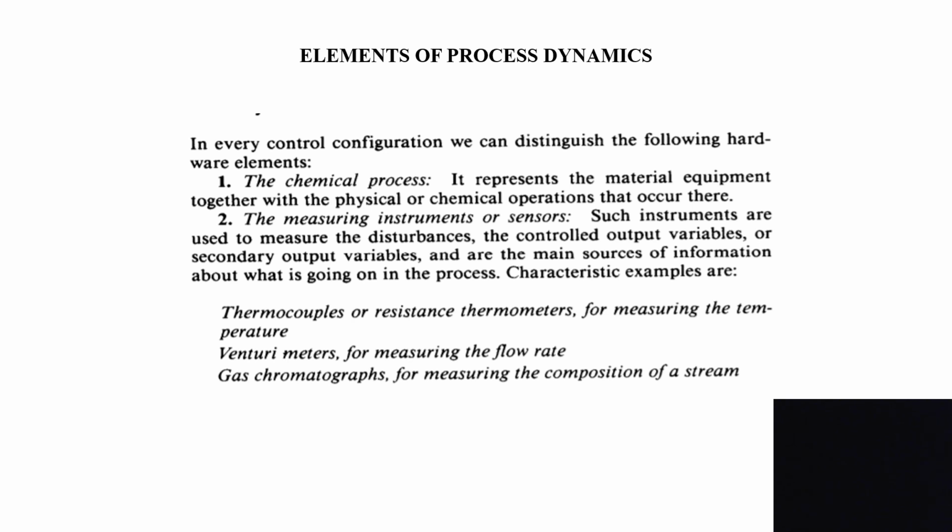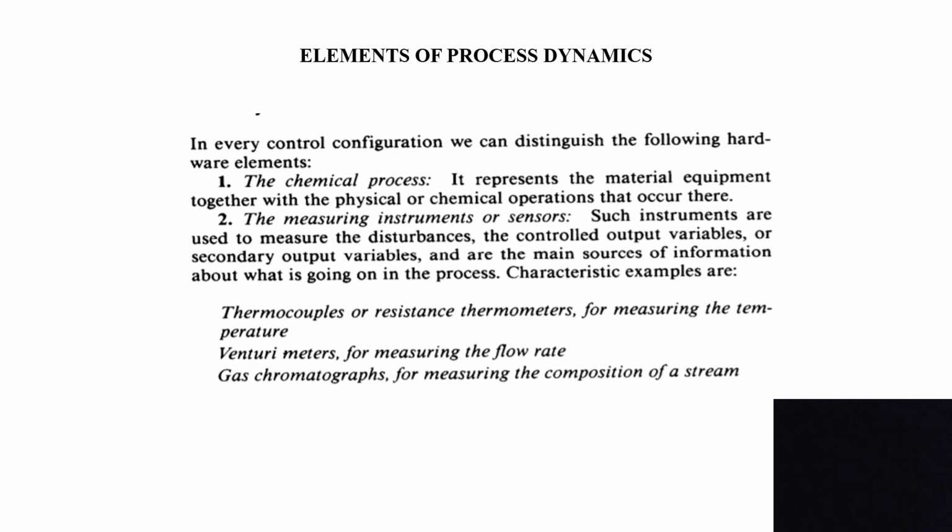When you consider process control, the first important hardware element is the process. I hope you got some idea about what a process is. A process is nothing but the equipment where the physical or chemical operation is going to happen. For example, in a liquid level control system, the process is a tank. In a thermal system, the process is a storage container.